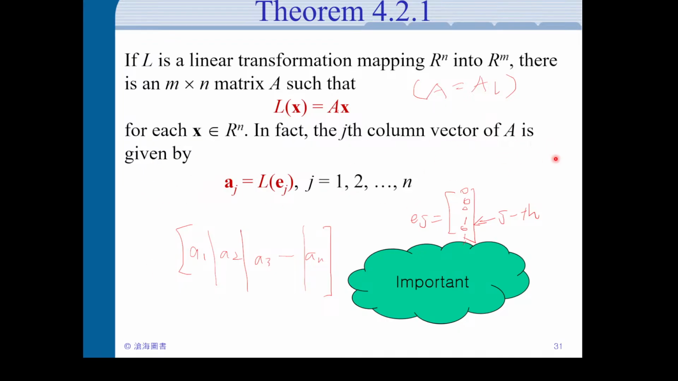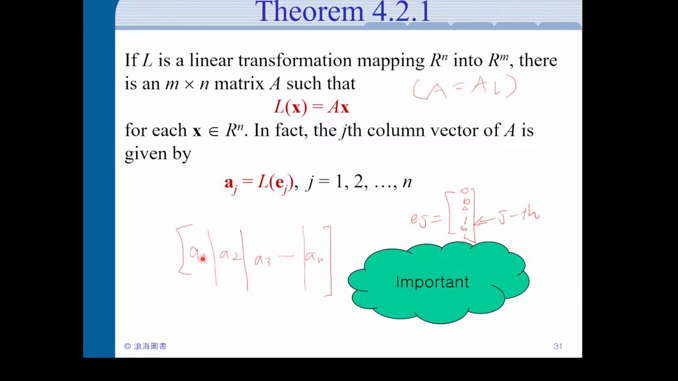So we can find every column of A by just mapping the standard basis vectors of Rn by L. Okay. So the jth column of A will be the mapping of the jth standard vector from Rn, the mapping of this Ej. And remember this Aj is this notation.